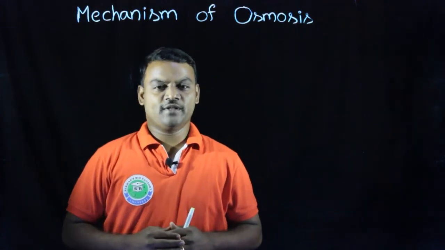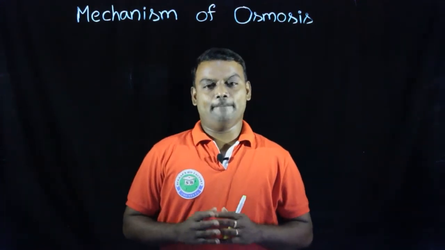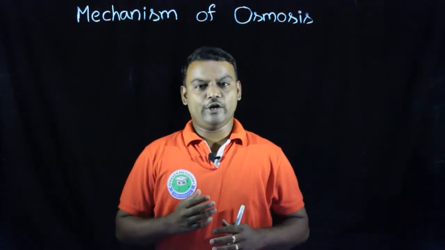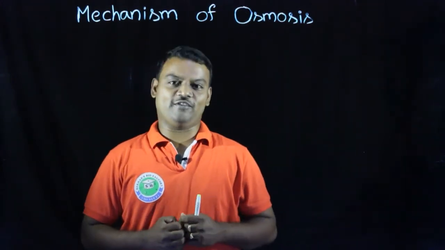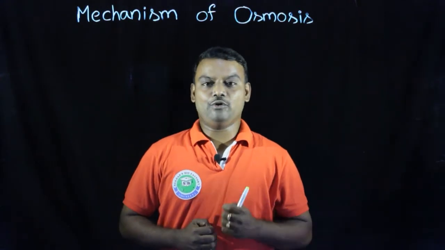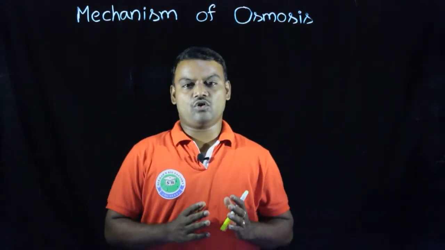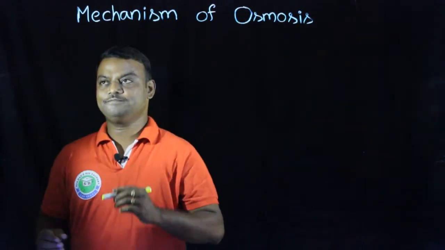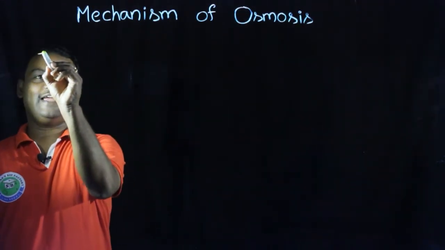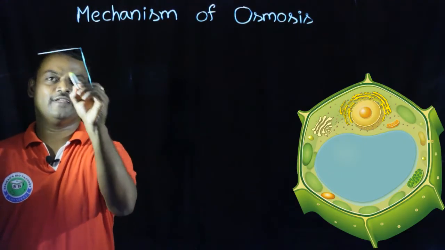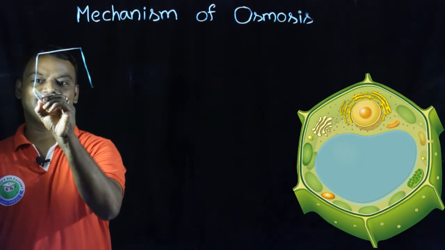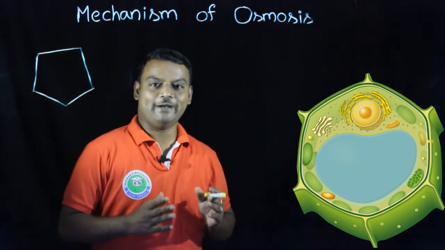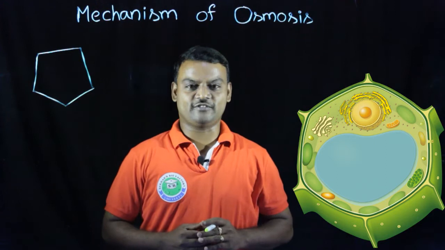In this video, I am going to explain the mechanism of osmosis process. Before going to know about osmosis process, first we have to understand the structure of a plant cell. The plant cell is surrounded by a well-defined cell wall, and this cell wall is made up of cellulose.